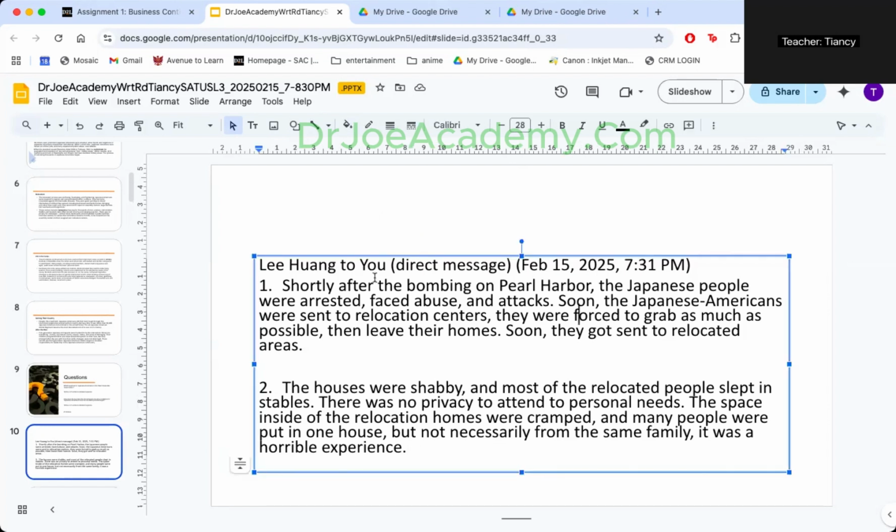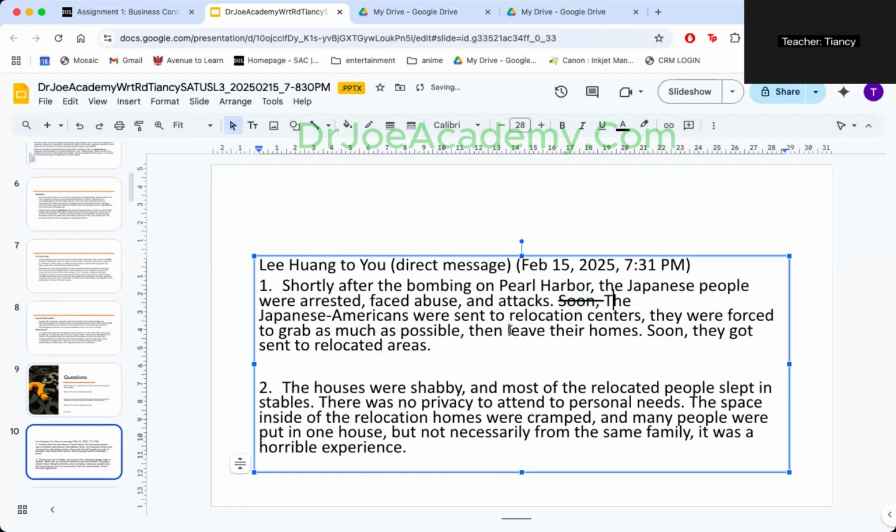Okay, let's do this one at a time. So I'm going to do this one first. Shortly after the bombing, they faced abuse and attacks, correct. You can take out "soon" here. Say the Japanese Americans were sent to relocation centers. We can actually add a semicolon here. They were sent to relocation centers, because that could be a period, but we want to add some more. So they were forced to grab as much as possible and leave their homes. And then we could just take this out.